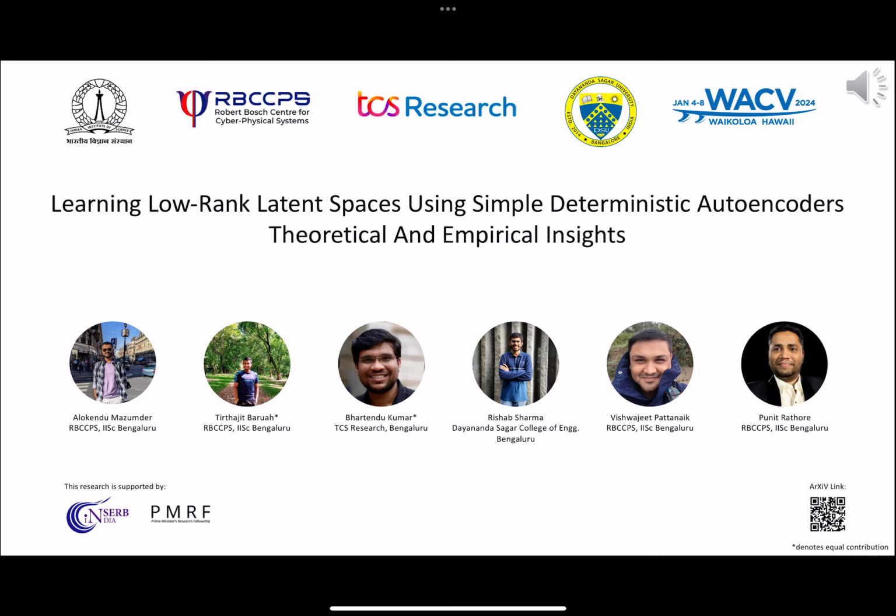The paper is titled, Learning Low-Rank Latent Spaces with Simple Deterministic Autoencoders: Theoretical and Empirical Insights. In the upcoming slides, I'll provide a brief overview of autoencoders and then delve into the technical side of our novel model.